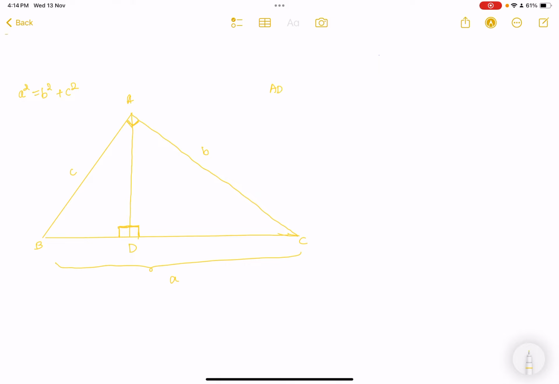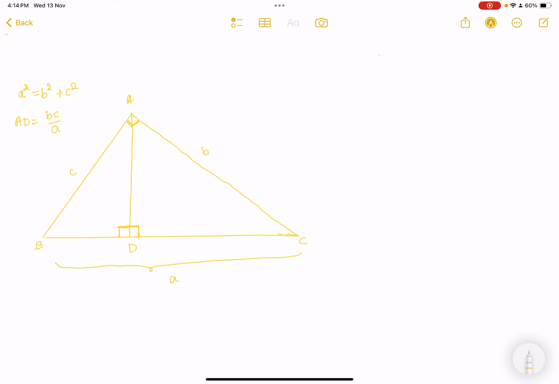So AD into BC into half, this is the area of the triangle. Half into AC into AB, this is also the area of the triangle. So AD is equal to AC times AB by BC, that is, bc by a. So AD is equal to bc upon a.